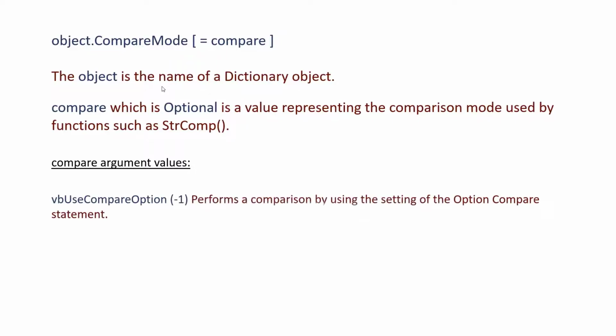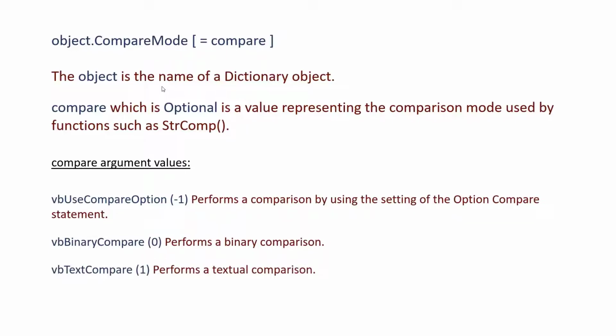VB use compare option. The value of this constant is -1. It performs a comparison by using the settings of option compare statement. The second option is VB binary compare. The value of that is 0 and this performs a binary comparison. The next one is VB text compare. The value of that is 1 and it performs a textual comparison.